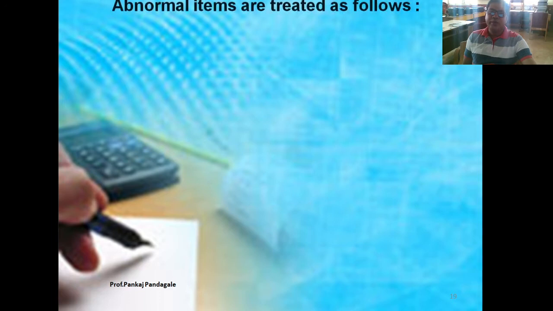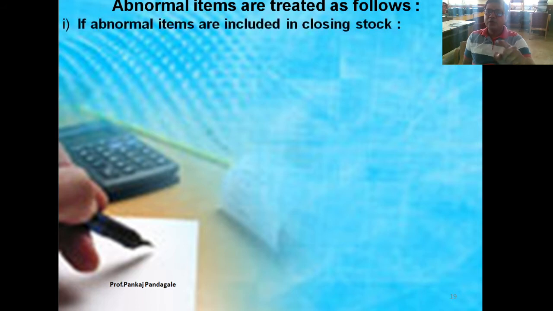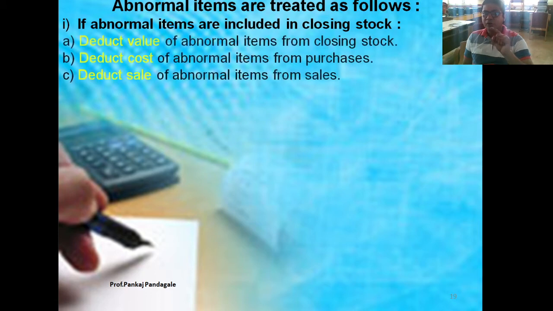Now friends, we are going to discuss the treatment of abnormal goods. If the abnormal goods are included in the closing stock, what will be the treatment? First of all, we deduct the value of the abnormal items from the closing stock, we deduct the cost of the abnormal items from purchases, and we deduct the sales of the abnormal items from sales.